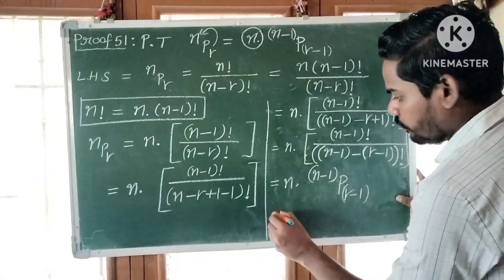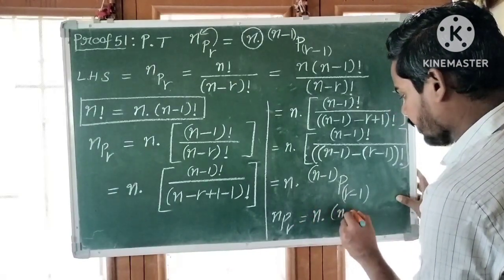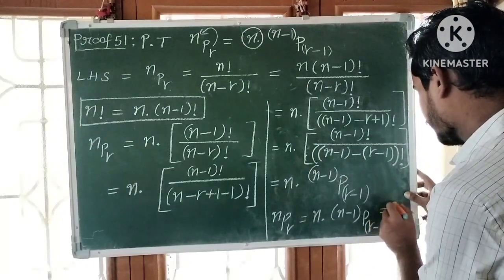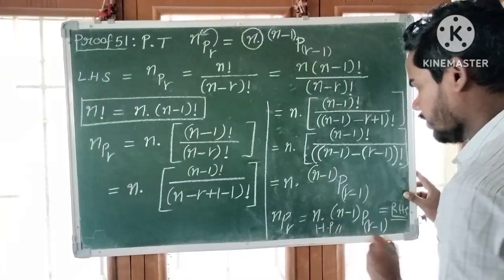Therefore, nPr is equal to n into n minus 1 p r minus 1. LHS equals RHS. Hence proved. Very simple proof.